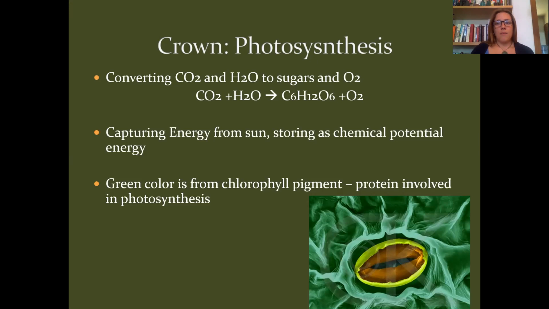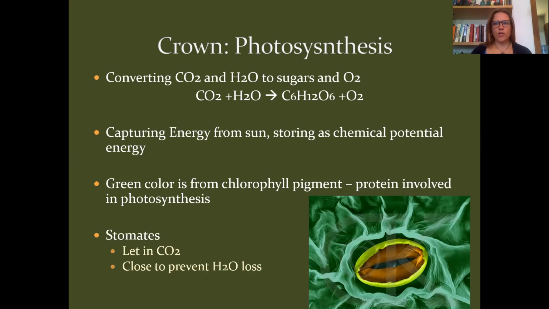Interestingly, photosynthesis is completed by a pigment or a protein called chlorophyll that's found in chloroplasts, these special cells in plants. And that's what gives plants their green color. So you may know that.